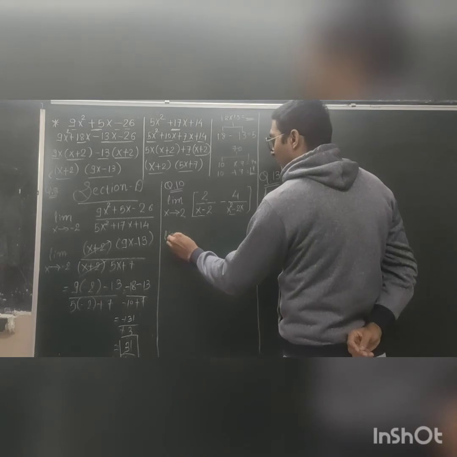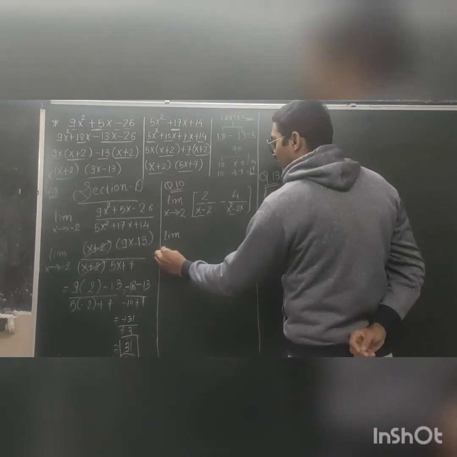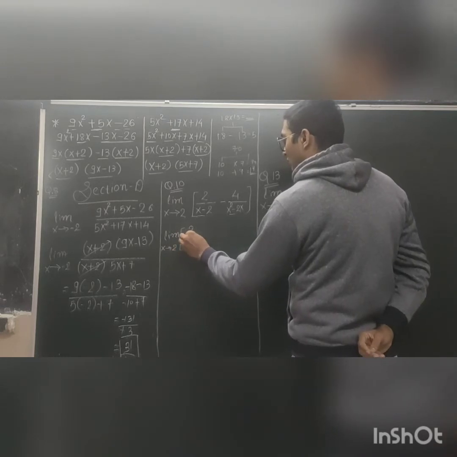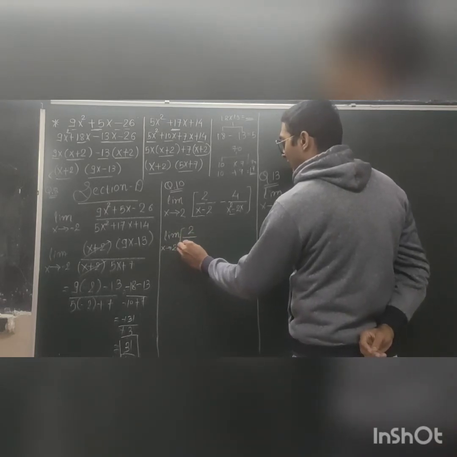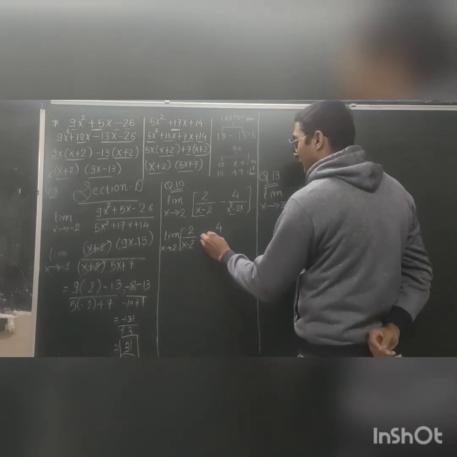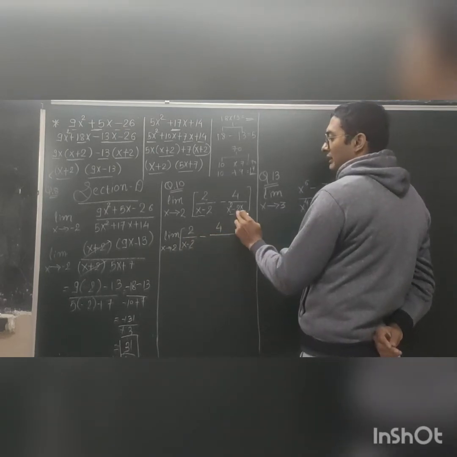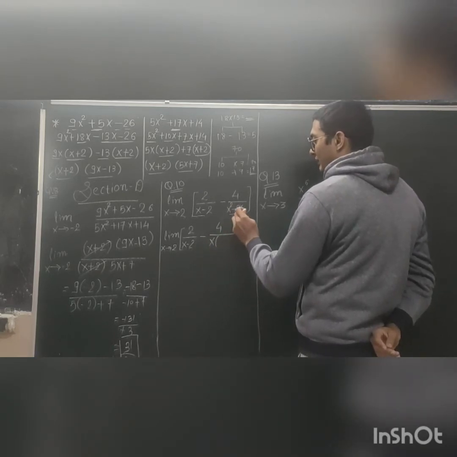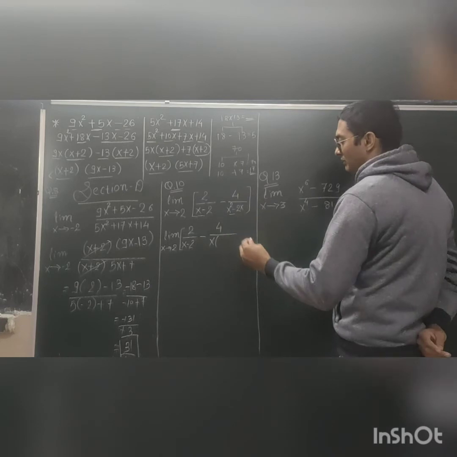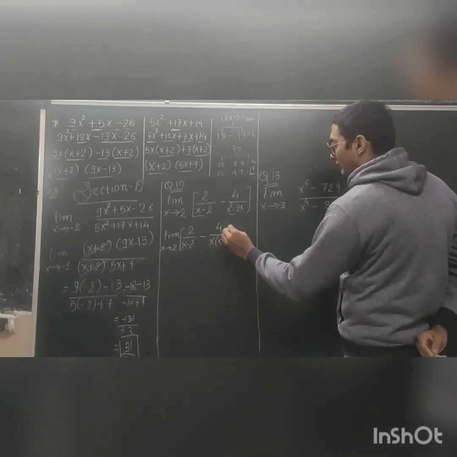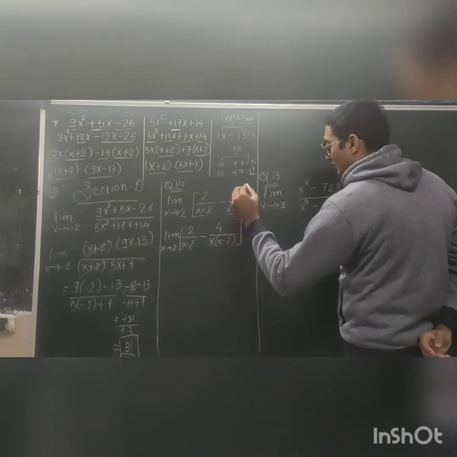So limit x tends to 2 in bracket, 2 divided by x minus 2 minus 4, in bracket, here the common is x. So in bracket, if I am removing x from these two values, then it becomes x minus 2. Got it?